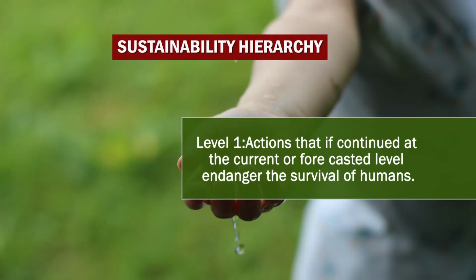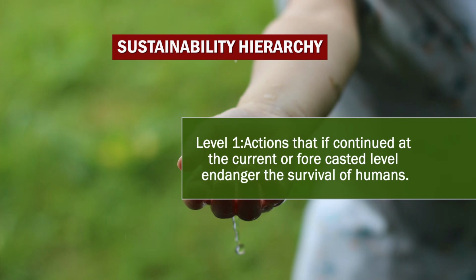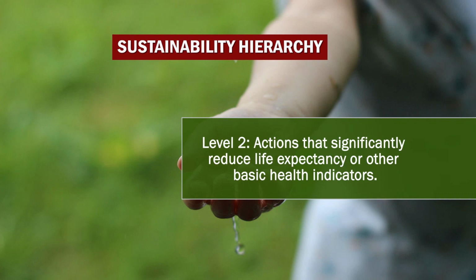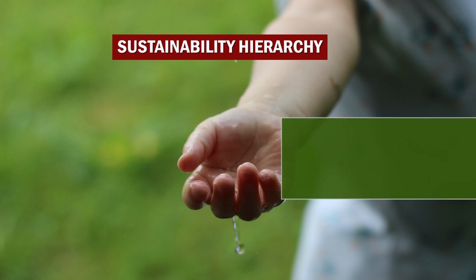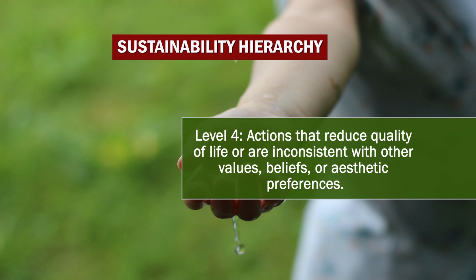Julian D. Marshall and Michael W. Toffel in 2005 developed a sustainability hierarchy. The 4 levels of the sustainability hierarchy are: Level 1, actions that if continued at the current or forecasted level, endanger the survival of humans. Level 2, actions that significantly reduce life expectancy or other basic health indicators. Level 3, actions that may cause species extinction or that violate human rights. And level 4, actions that reduce the quality of life or are inconsistent with other values, beliefs, or aesthetic preferences.